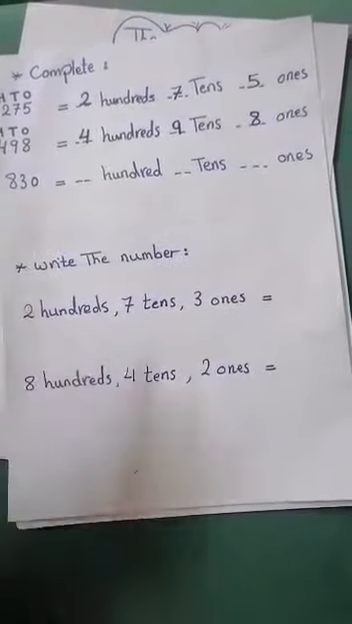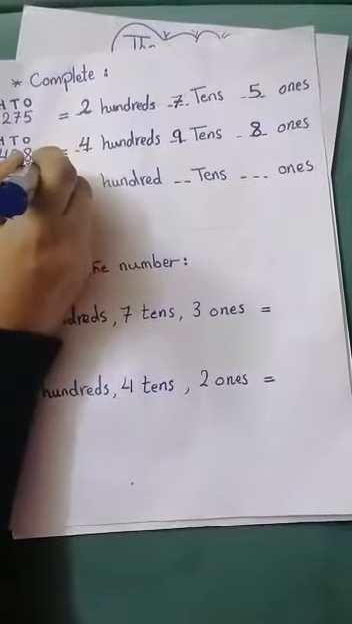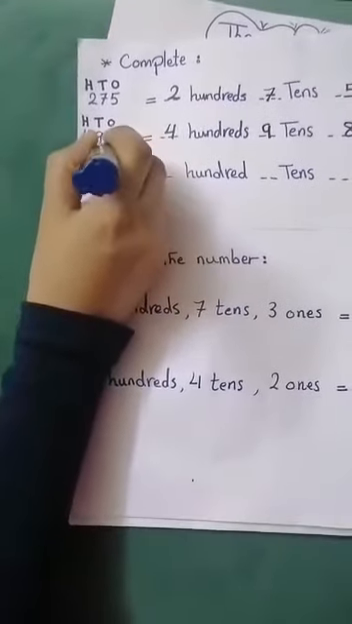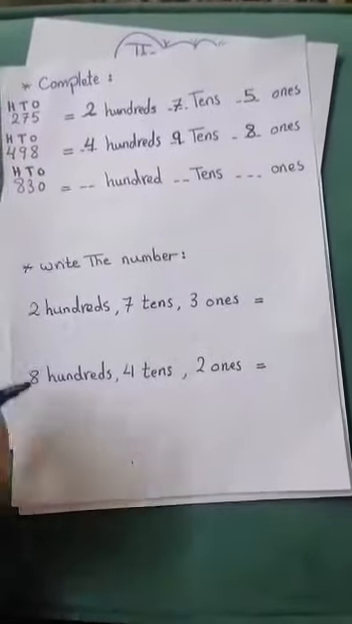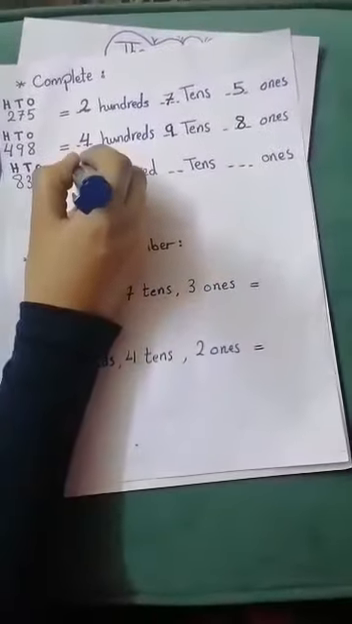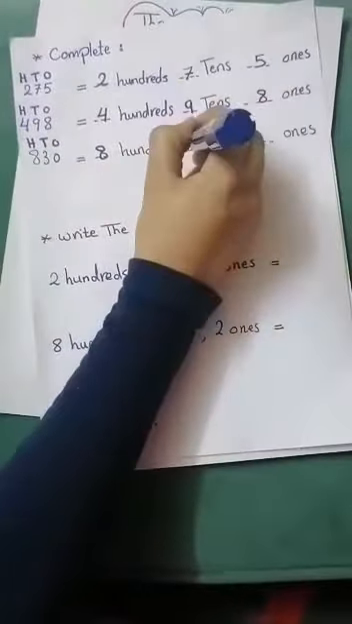Another example. The first step, put the place of each digit: ones, tens, hundreds. 8 in the hundreds place. Tens, 3 in the tens place. 0 in the ones place.